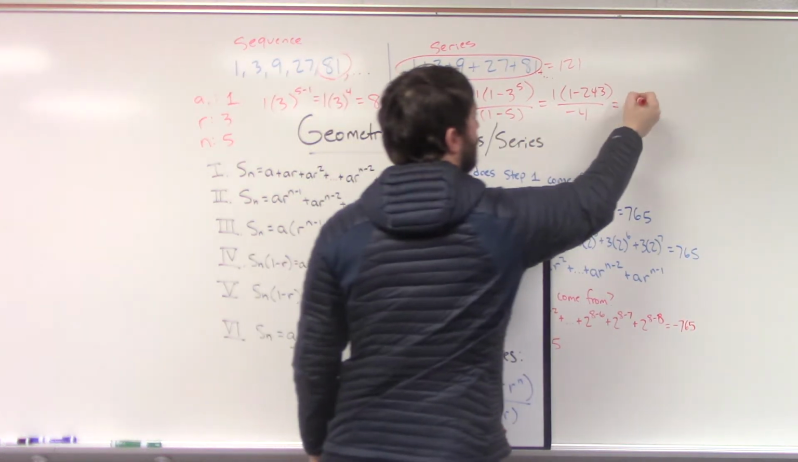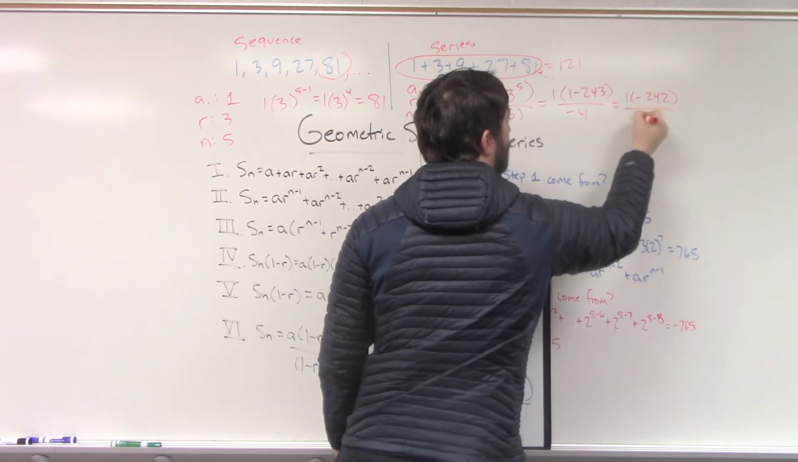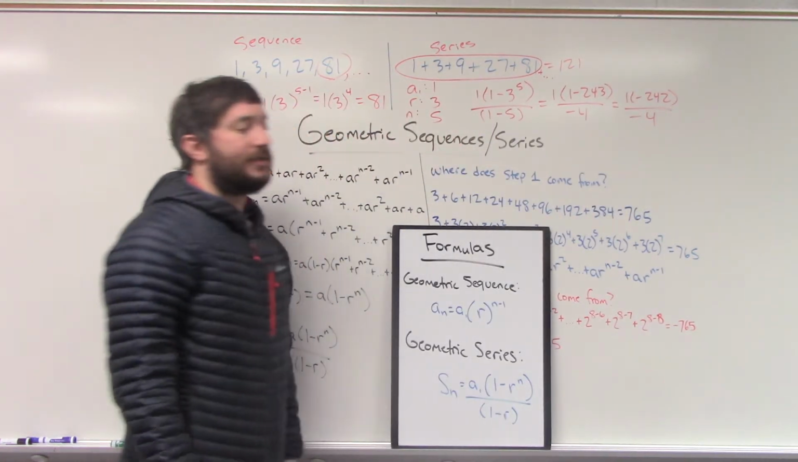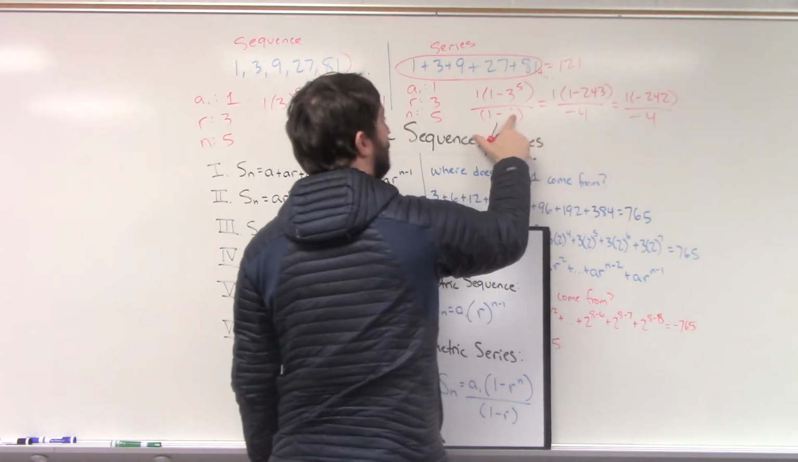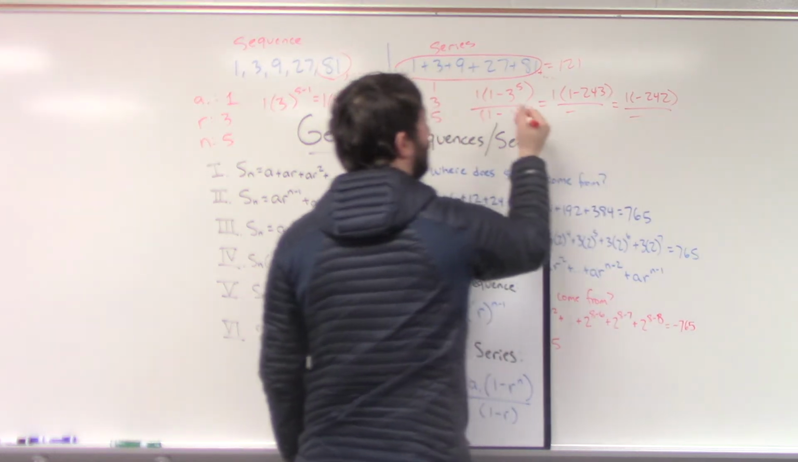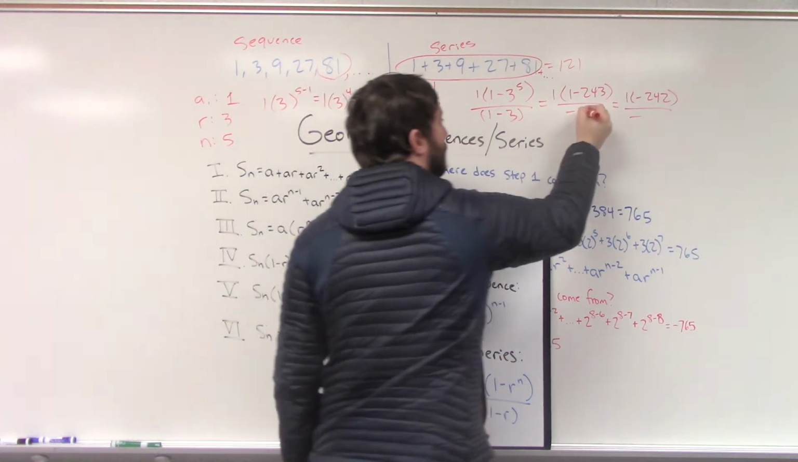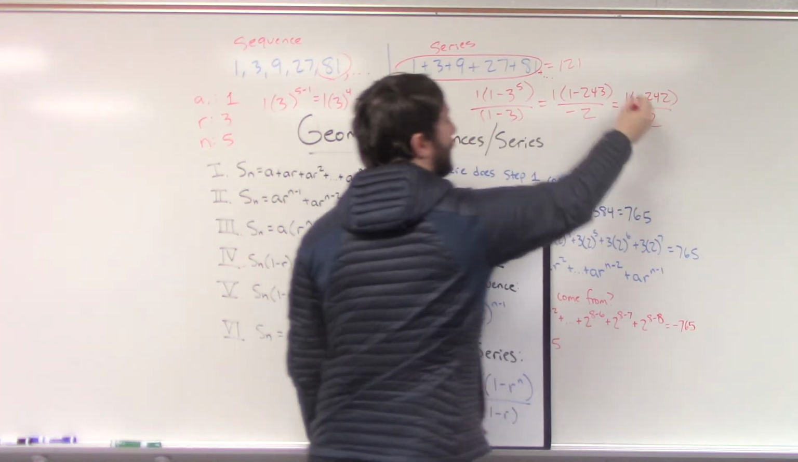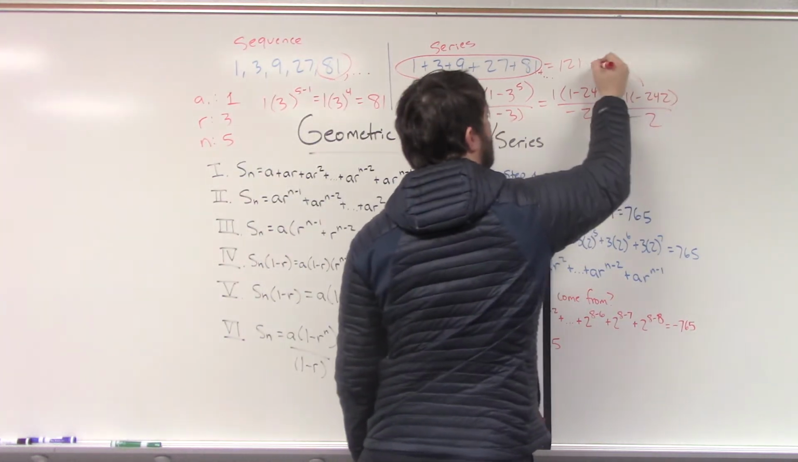1 minus 243 is negative 242. 1 times anything stays the same, and if you divide those, whoops, that should be a 3 down here, excuse me. I was wondering why this was not going to work out. 1 minus 3 in the denominator, so my apologies, that should be a negative 2. And if you divide those two numbers, that will get you to a positive 121.